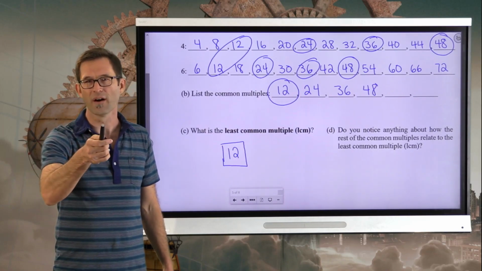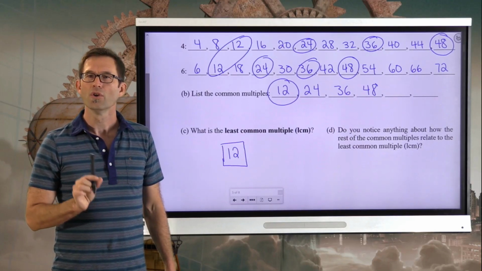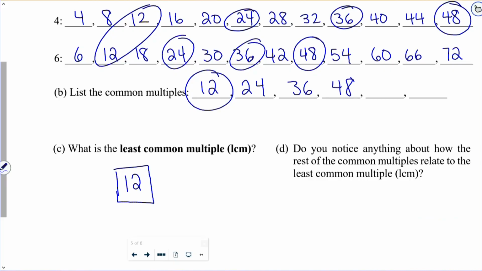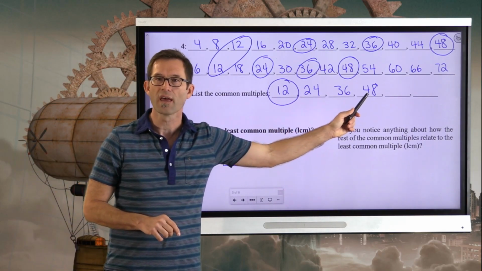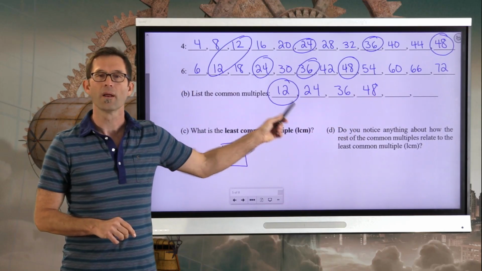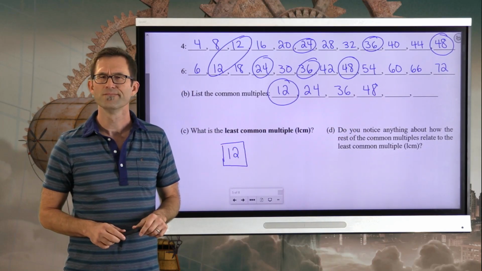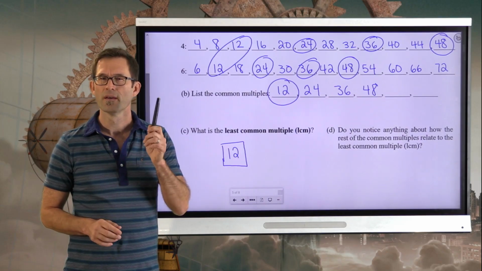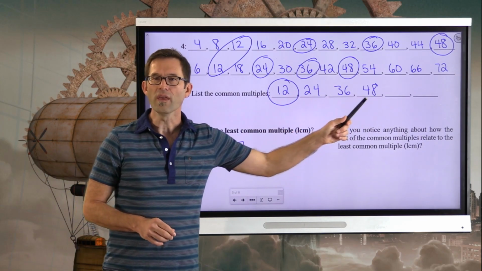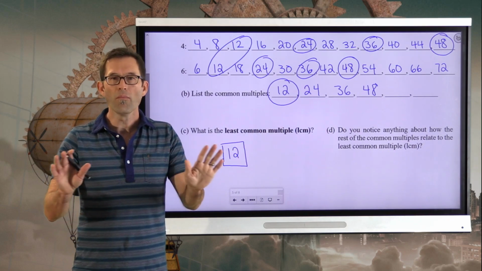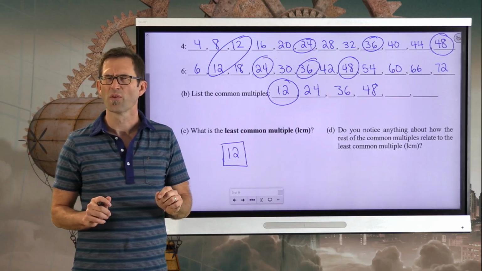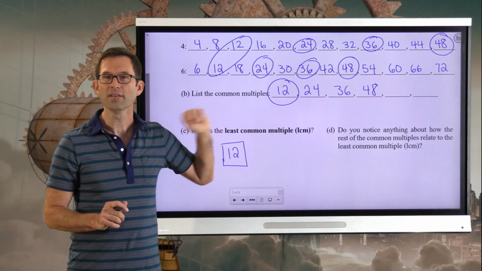Now, putting our thinking caps on, how about letter D? Do you notice anything about how the rest of the common multiples relate to the least common multiple? So, in other words, how do 24, 36, and 48 all relate to the number 12? Do you realize? All of these are multiples of the least common multiple. So all common multiples of two numbers will then be multiples of the least common multiple.